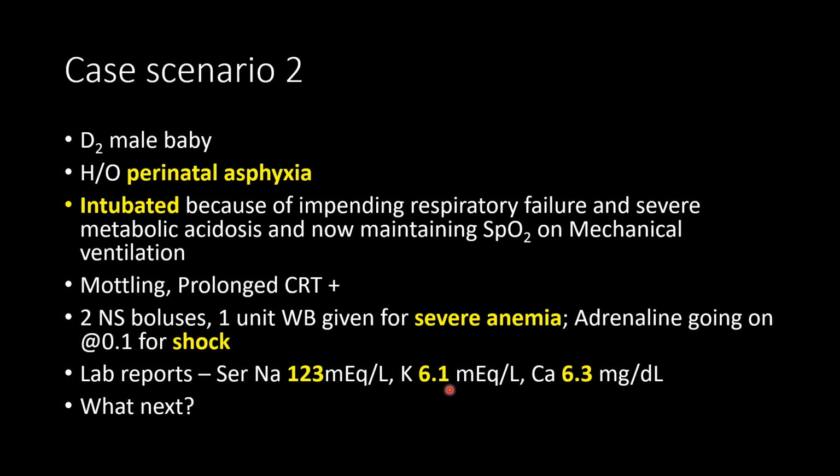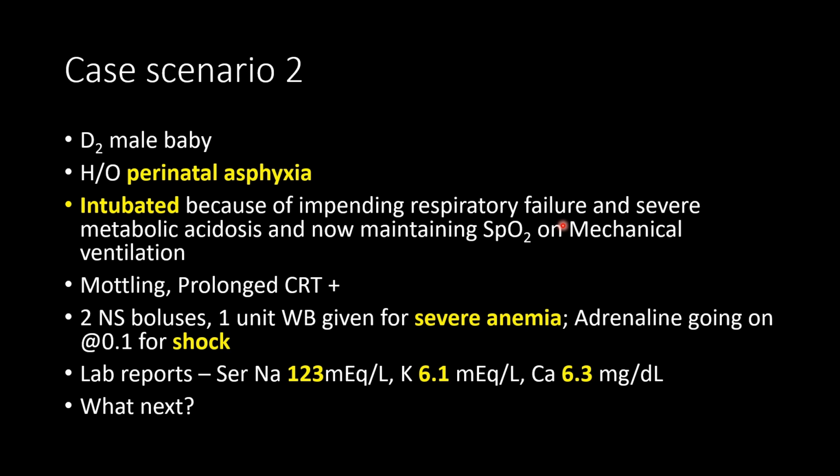What next? If you think, this case scenario is almost similar to case scenario 1, so you can think that okay, perinatal asphyxia, the patient is having shock, all those things. So the patient is most probably a case of HIE 3 because the patient has been intubated due to impending respiratory failure. There is poor respiratory drive. In a background of perinatal asphyxia, the patient is most probably having syndrome of inappropriate ADH secretion only. But the treatment of choice for syndrome of inappropriate ADH secretion is fluid restriction.